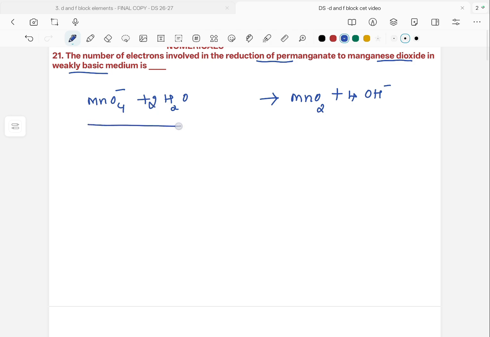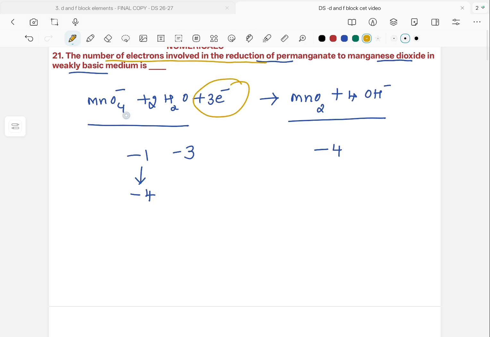When we look at the charges on the reactant side, it is -1, whereas on the product side, it is -4. To equate the charges, to get -4, we are supposed to add 3 minus here in the form of 3 electrons. So our answer will be 3 electrons, the number of electrons involved in reduction of MnO4 minus to MnO2.